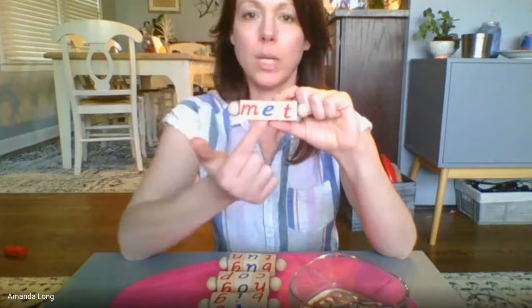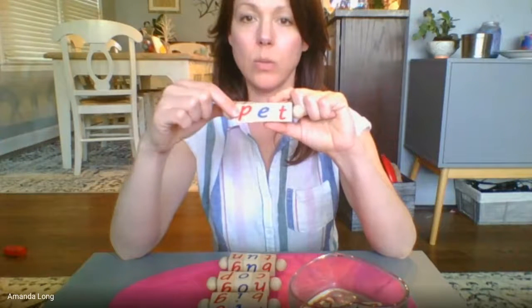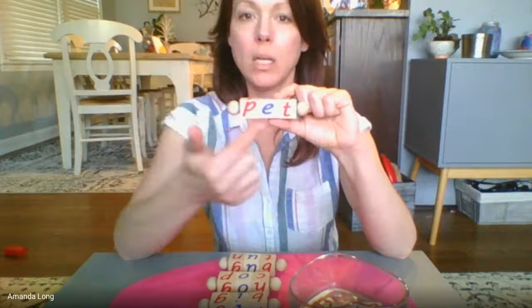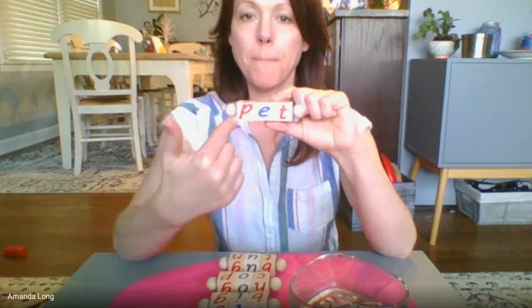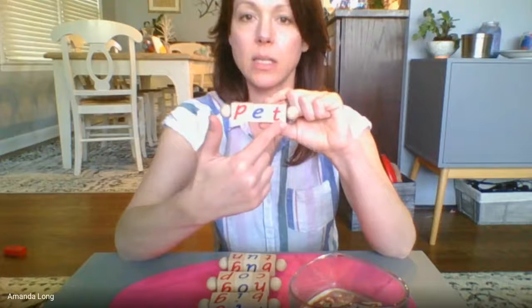Met. All right, so we're going to keep our et. We're going to change our beginning sound. Ooh, what do we have here? A P. We know this is et. P, et. Say it fast. Pet. Pet. I have a lot of pets in this house. Pet.